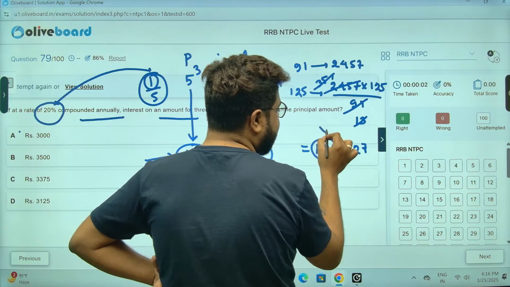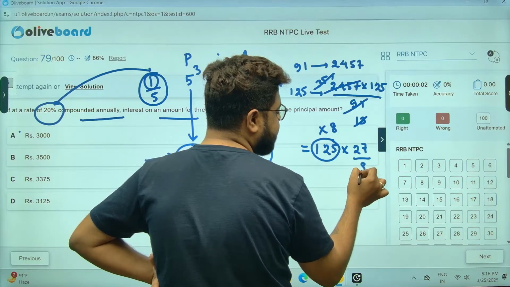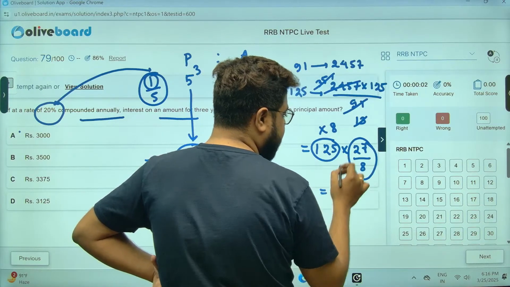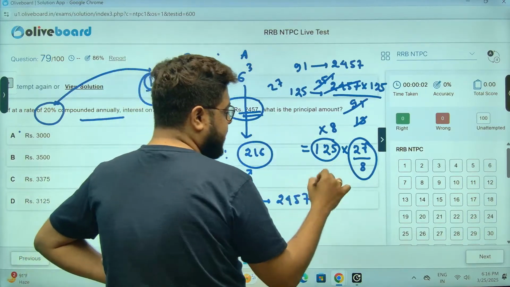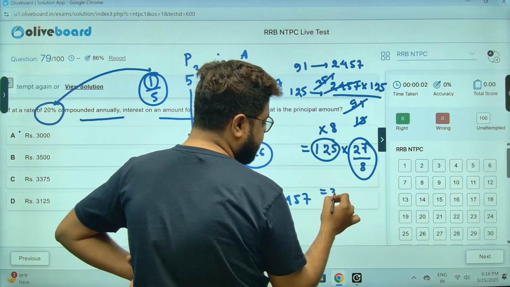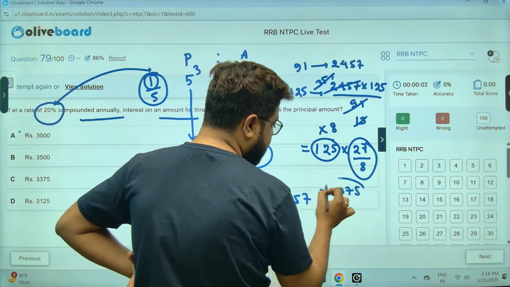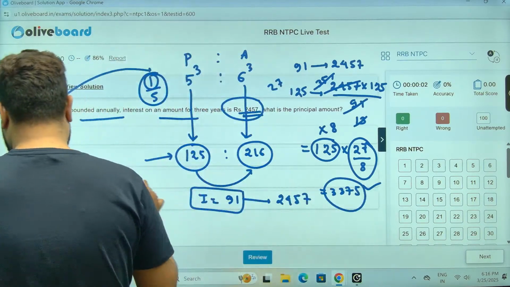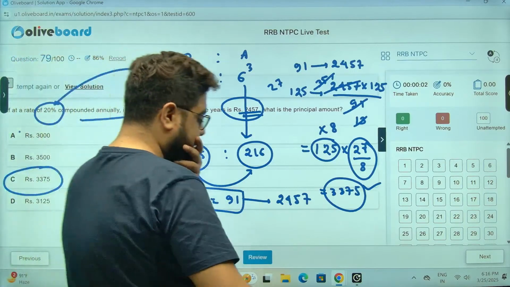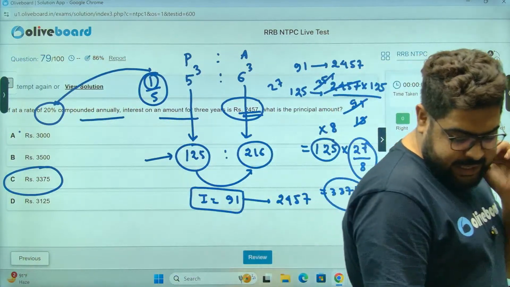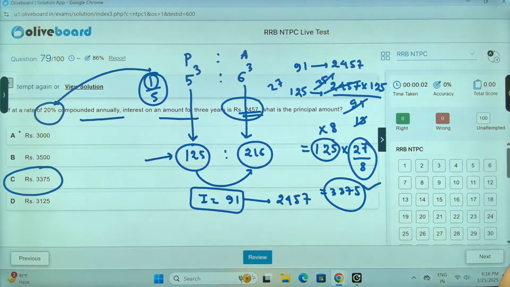Anything multiplied by 125, we multiply and divide by 8. This is how much, sir? 27 by 8, meaning 3.375, so 3375, sir. Look, the answer came. 3375, you see option C, sir.